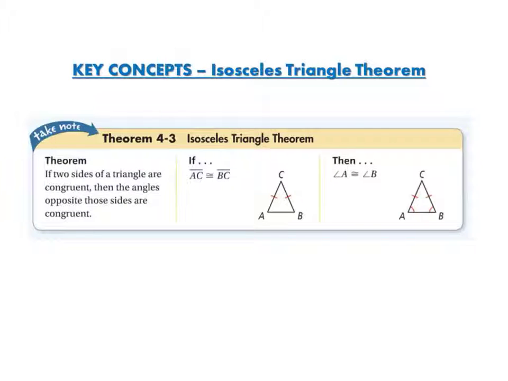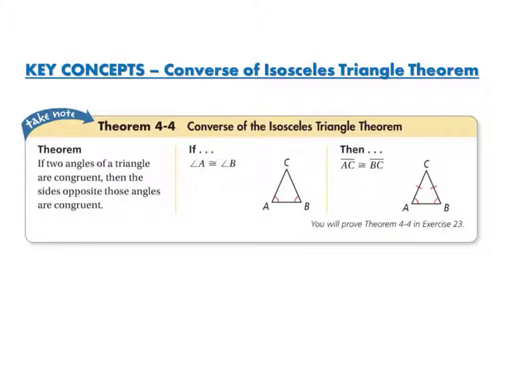The isosceles triangle theorem states that if two sides of a triangle are congruent, then the angles opposite those sides are congruent. That means if you have two congruent sides, the base angles will be congruent. But all three angles will still have to add up to 180 degrees. The converse of that same theorem states that if two angles of a triangle are congruent, then their opposite sides are also congruent. It's just stating the same thing in a different way.